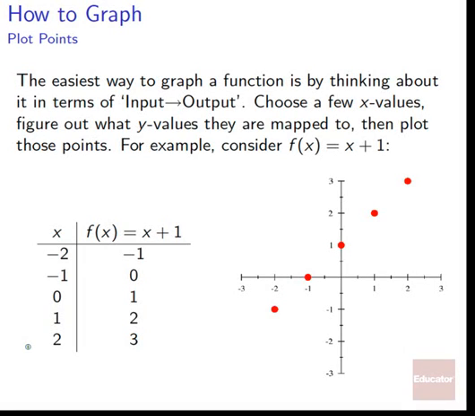How do we actually graph? The easiest way to graph a function is by thinking in terms of that input to output. So remember, you put in a number and it spits out a number. So we choose a few x values and we figure out what y values get mapped to those x values, and then we plot those points.